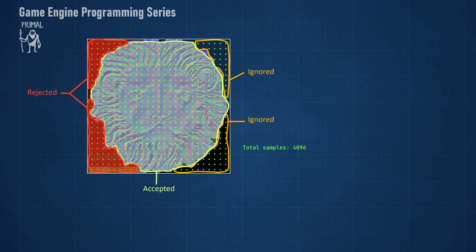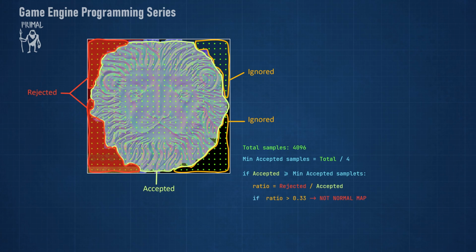After we are done sampling, we check if the number of accepted samples is high enough. For example, we can decide that at least 25% of all sampled pixels should be accepted. In that case, we can calculate the ratio of rejected versus accepted pixels. If this ratio is above some threshold, we conclude that the texture is probably not a normal map. Finally, we calculate the average length of all accepted samples, and if this is within a certain range, then the texture is likely to be a normal map.